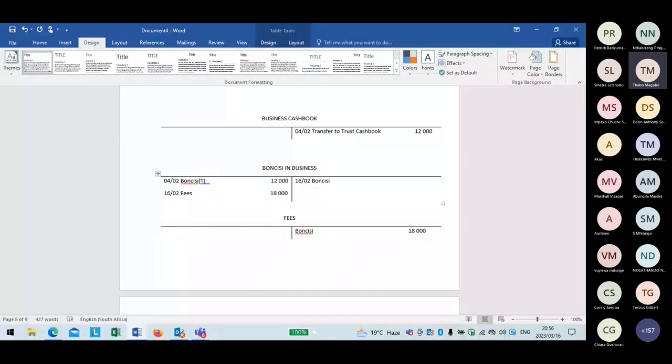Sorry, sir, can the narration also be just transfer journal? Because it's just the balancing figure at the end, and at university we also said the narration could be just transfer journal. Is that applicable here too? I don't know, that's how we did it, to show that it comes from the transfer journal, but I would advise that you do not complicate it. Simply say Bonchisi in trust, because that way we know that it comes from the account in trust, which belongs to Bonchisi.